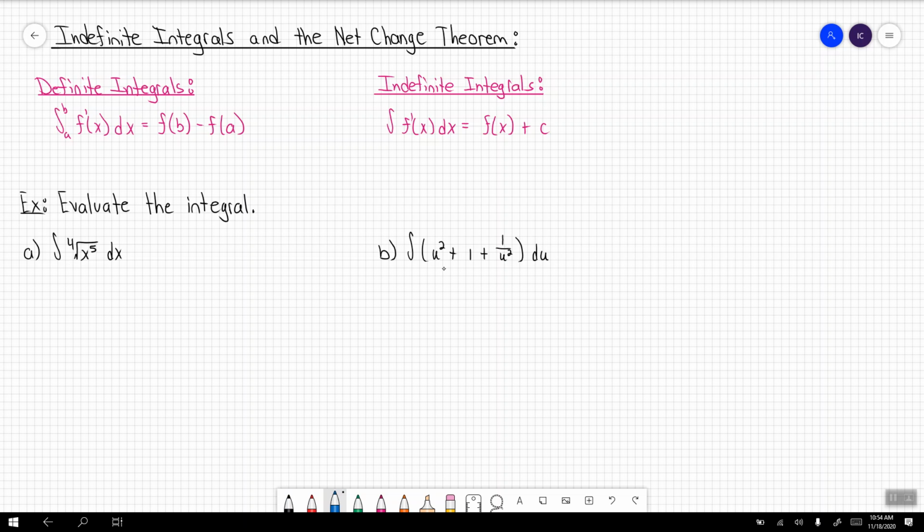So you're going to see here on these examples that I've written down, it says evaluate the integral. For part A, we have the integral for the fourth root of x to the fifth dx. The way we want to evaluate this is we want to interpret the integrand in terms of its exponential power. So in order to do that, I'm going to write the integral for x to the power of 5/4 dx. Now this, first and foremost, is an indefinite integral.